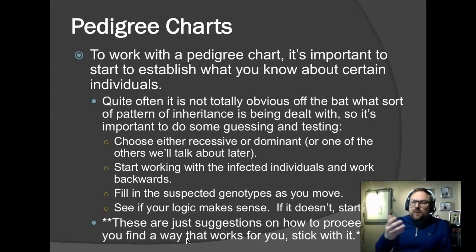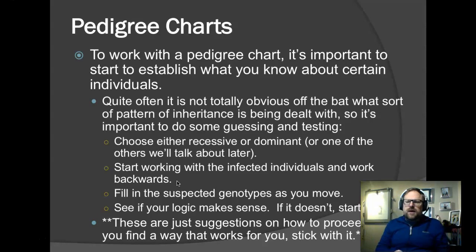So, for example, if we're studying a trait or a genetic disorder where only individuals who are homozygous recessive are affected, then I would go in and find all of the shaded individuals on there and fill in their genotypes. So little r, little r, little r, little r, little r, little r, etc. And then I would start to figure out what their parents might have had in order to do that. So fill in suspected genotypes, see if your logic makes sense. If it doesn't, start again.